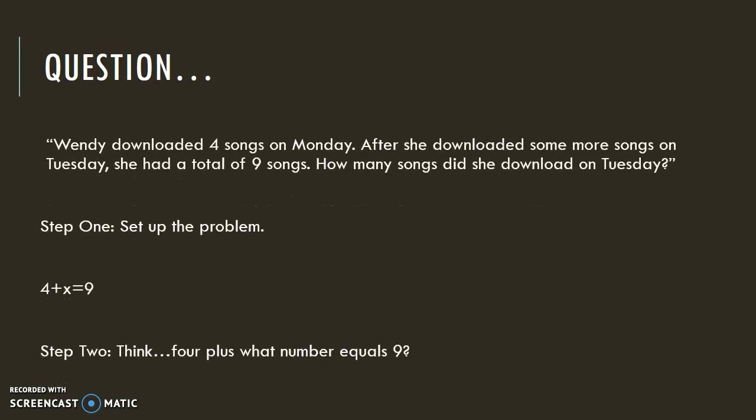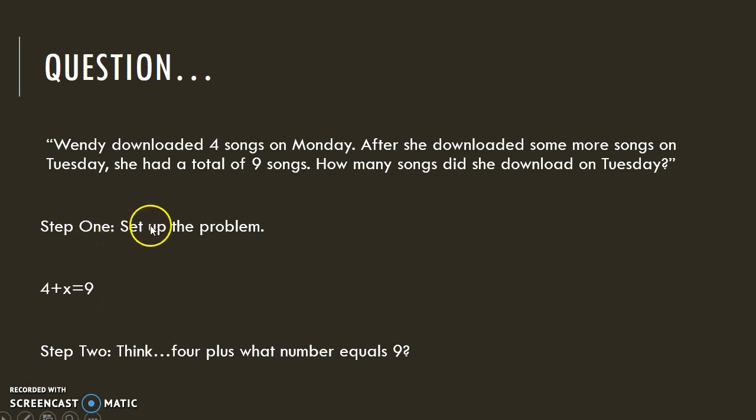Here's a practice question for you. Wendy downloaded 4 songs on Monday. After she downloaded some more songs on Tuesday, she had a total of 9 songs. How many songs did she download on Tuesday? First, you have to set up your problem. Let's reread it. Wendy downloaded 4 songs on Monday, so that's why you write down the 4. After she downloaded some more songs on Tuesday, more means add. She had a total of 9 songs. Total is equal to 9. How many songs did she download on Tuesday?